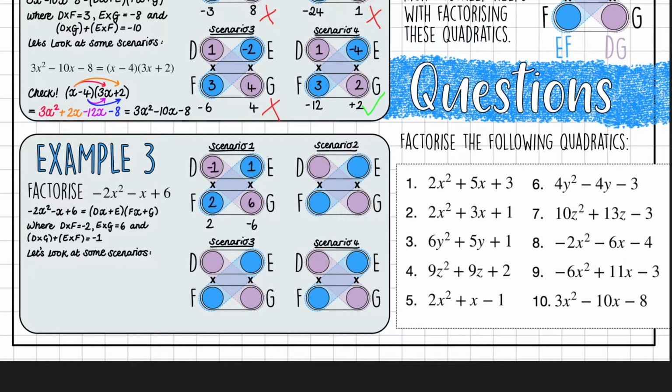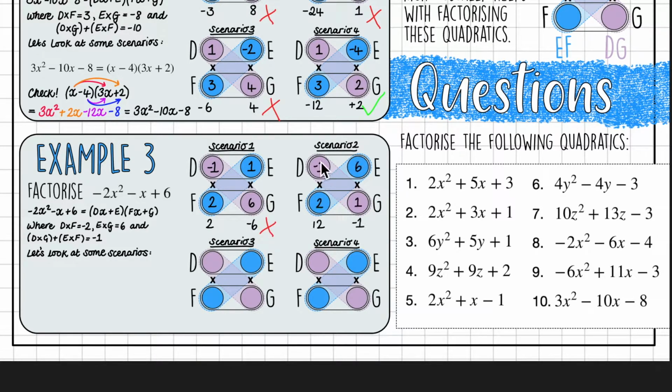So scenario 1, D is minus 1 and F is 2. We've satisfied our first two rules because here D and F times us to give minus 2 and E and G times us together to give 6. Now we just need to check our third rule. DG is minus 6 and EF is 2. 2 minus 6 is minus 4.